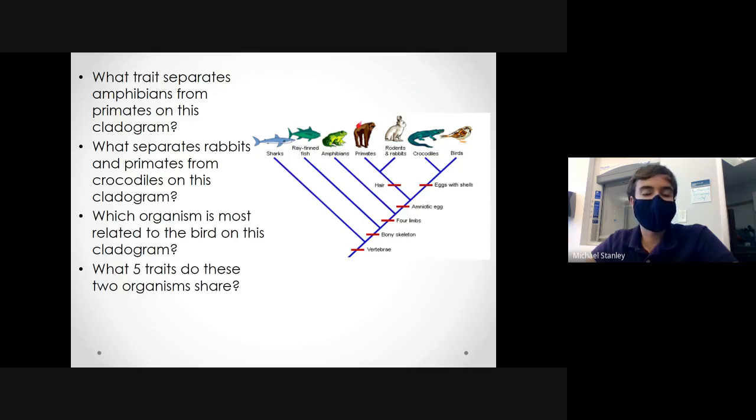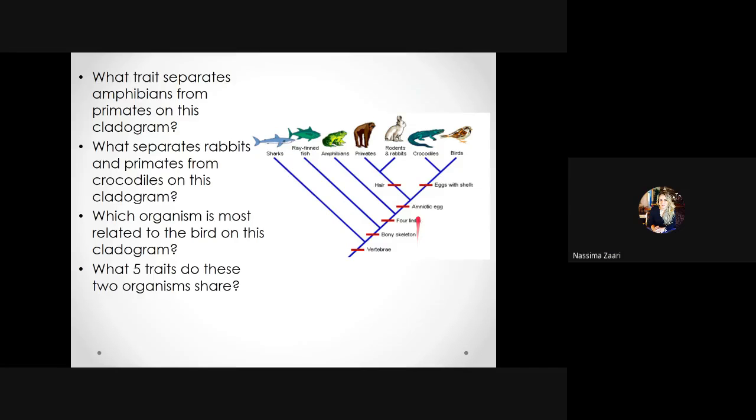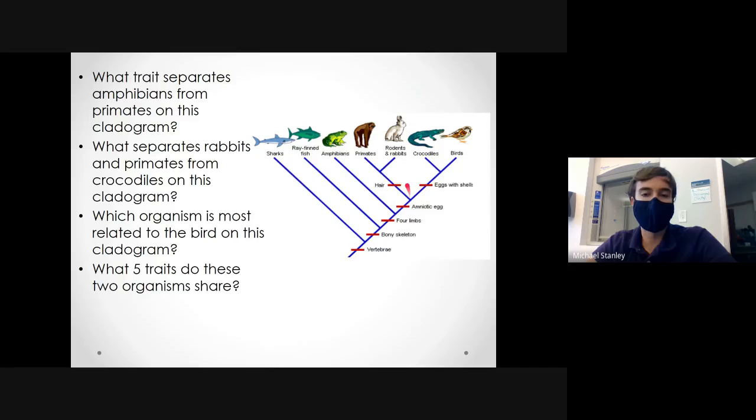So up next, what traits separate rabbits and primates from crocodiles on this cladogram? The hair? Hair is one of them. So primates and rodents have hair, whereas crocodiles do not. What else separates crocodiles from primates and rodents?